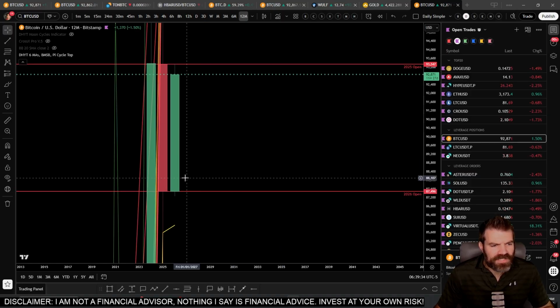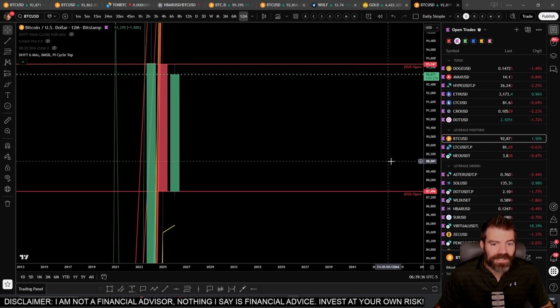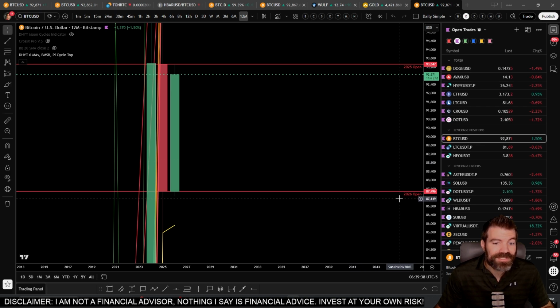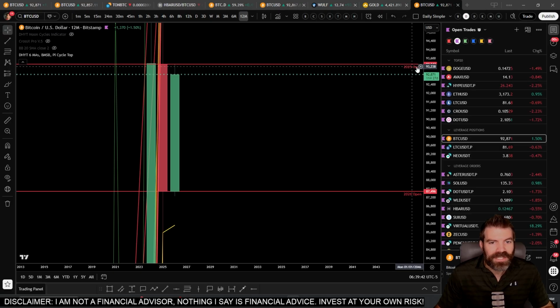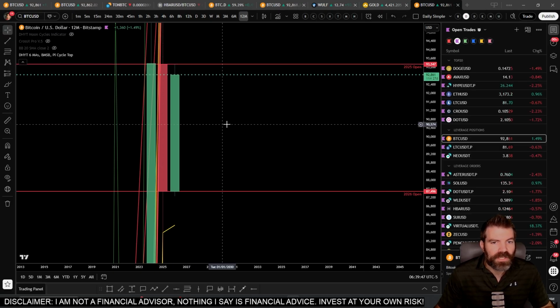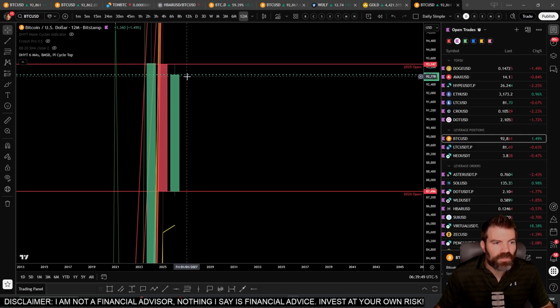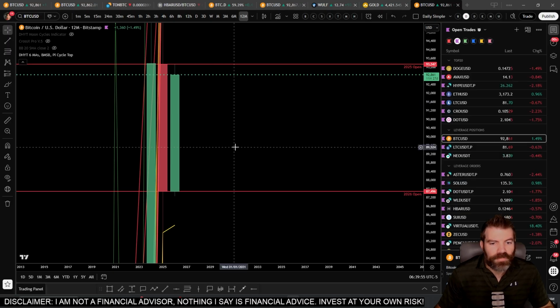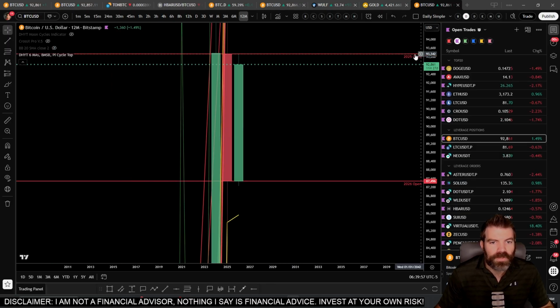Did I say that backwards again? Okay, let's try this one more time. The 2026 open is the bottom of the green candle, and the 2025 open is the top of the red candle. Close would be the opposite side. So wherever this yearly closes, if it closes green, it's the top. If it closes red, it's the bottom. So there we go, we have the open and the close here. We'll see what happens.